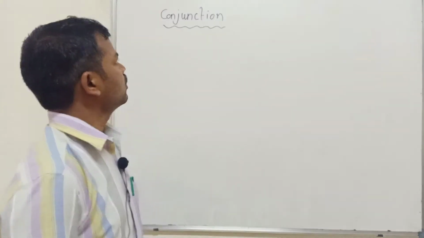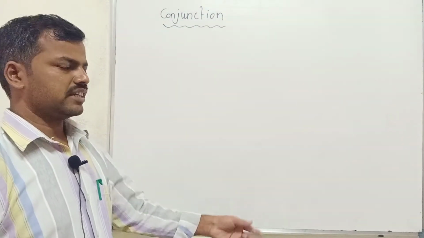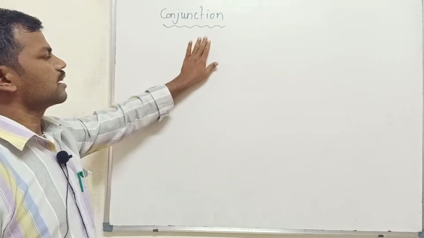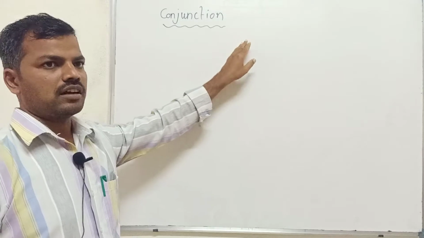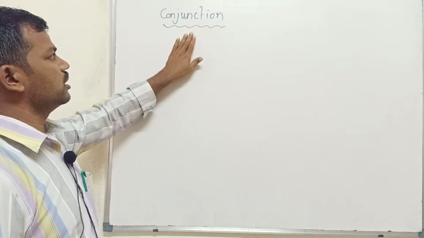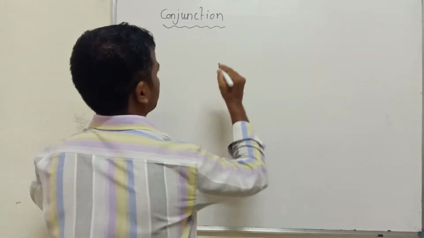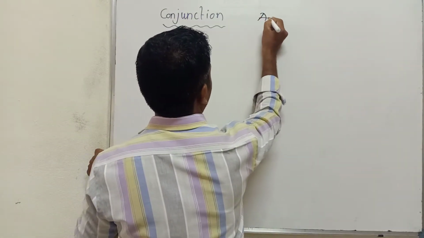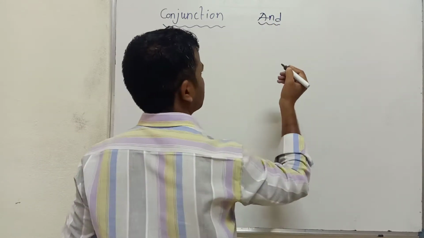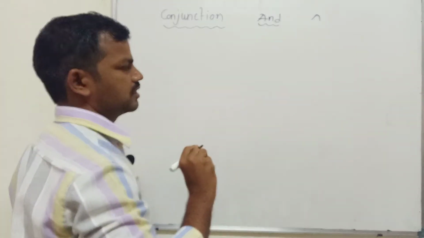So now we are going to discuss the next point in mathematical logic, that is conjunction. It is another compound statement connective, the connecting word we call a conjunction, meaning the word "and". The symbol we use for this is like this.